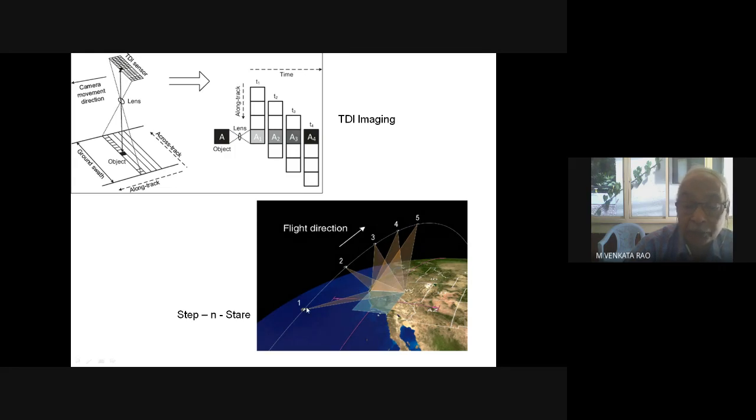But in this case, for example, you want to see this area with a high resolution. What we do, we turn the satellite when it is here itself, look ahead, and then it will continuously rotate by looking at this area only. So basically the ground velocity is reduced, thereby improving the resolution. That is another technique. This is called the step and stare technique.